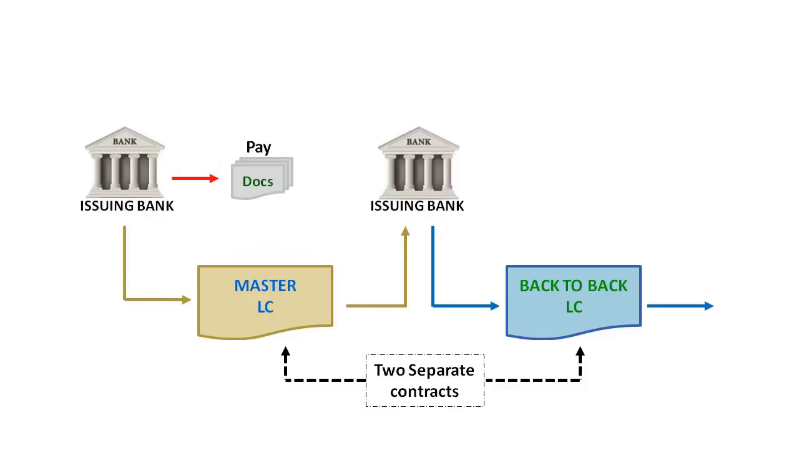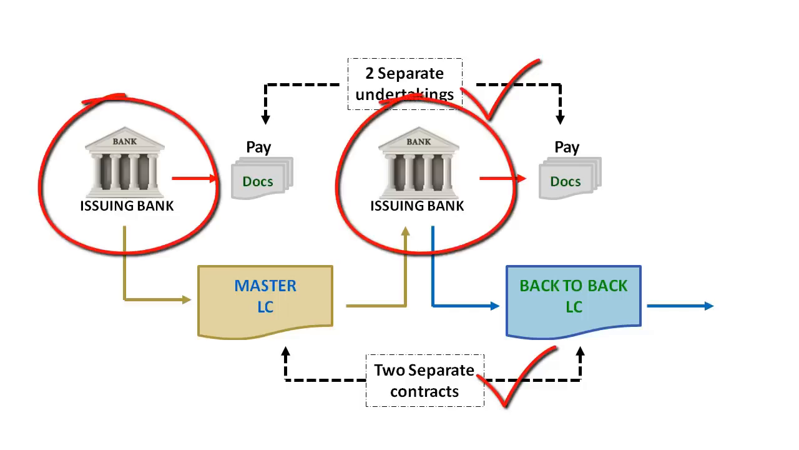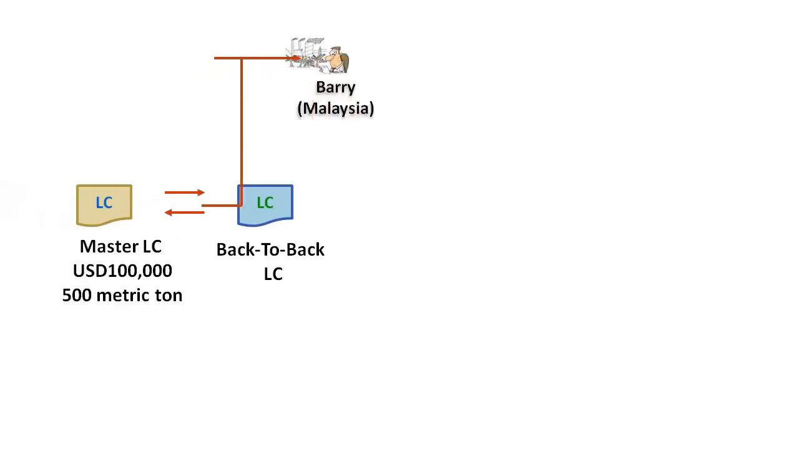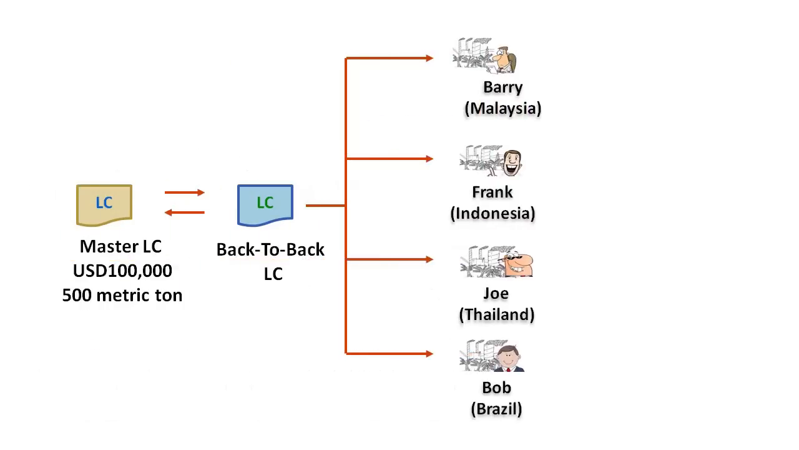And the back-to-back LC issuing bank only undertakes to pay complying documents drawn under the back-to-back LC. So there are not only two separate contracts, but there are also two separate payment undertakings by two different banks. Based on these justifications, a back-to-back LC can be issued to more than one beneficiary. Each beneficiary can be assigned with partial amount.